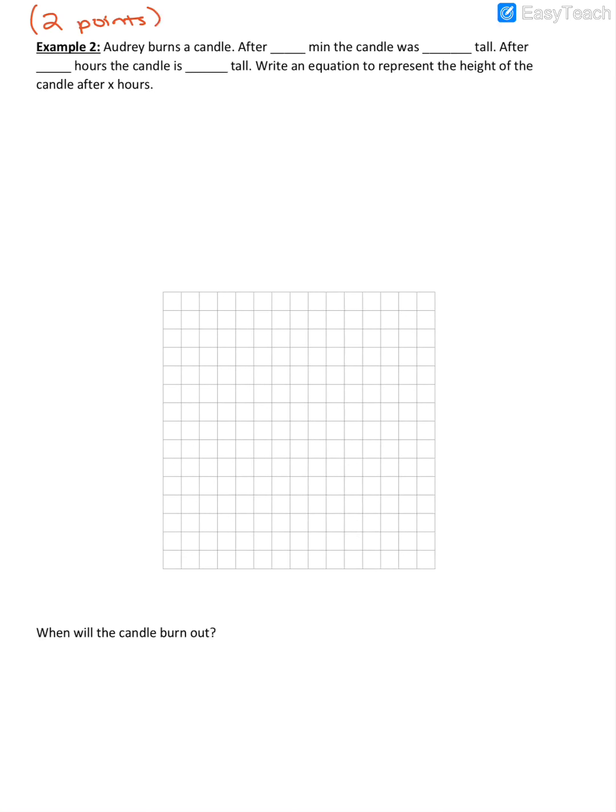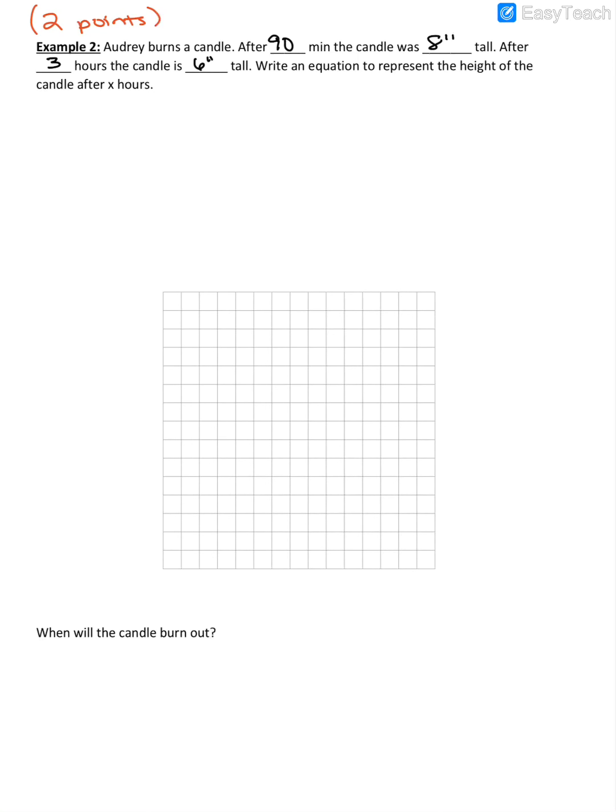So it says Audrey burns a candle. After 90 minutes, the candle was 8 inches tall. And after 3 hours, the candle is 6 inches tall. Write an equation to represent the height of the candle after X hours.